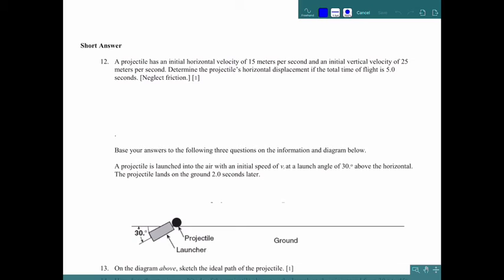Okay, number 12. A projectile has an initial horizontal velocity of 15 meters per second and an initial vertical velocity of 25 meters per second. Determine the projectile's horizontal displacement if the total time of flight is 5 seconds.